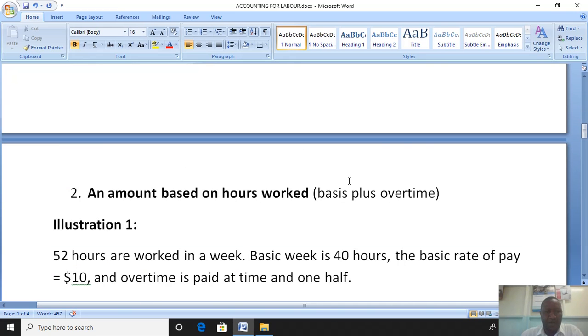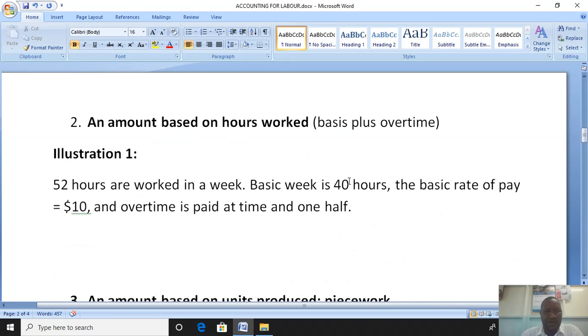The other approach to remunerating workers is where the organization uses an amount based on hours worked. This is called the hourly pay. So an amount based on the number of hours worked, and that of course may also include the overtime premium if workers work extra hours or work overtime.